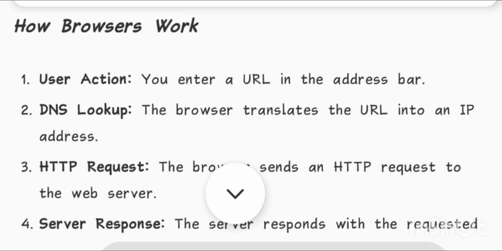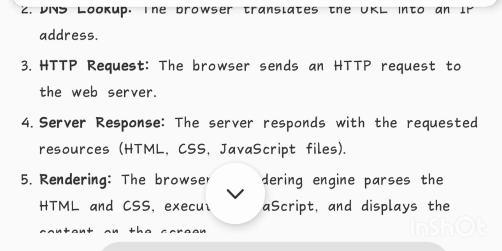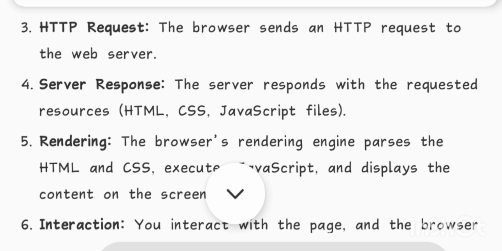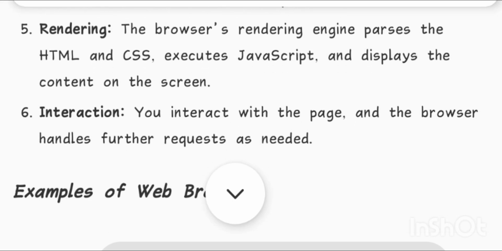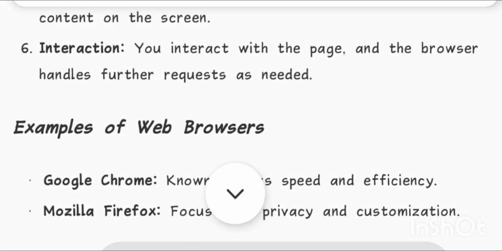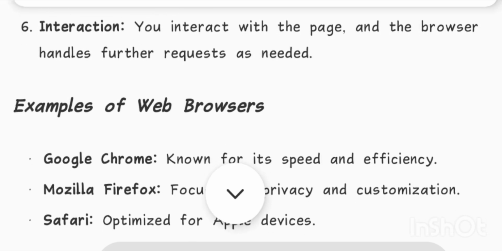How browsers work. 1. User action. You enter a URL in the address bar. 2. DNS lookup. The browser translates the URL into an IP address. 3. HTTP request. The browser sends an HTTP request to the web server. 4. Server response. The server responds with the requested resources: HTML, CSS, and JavaScript files. 5. Rendering. The browser's rendering engine parses the HTML and CSS, executes JavaScript, and displays the content on the screen. 6. Interaction. You interact with the page, and the browser handles further requests as needed.